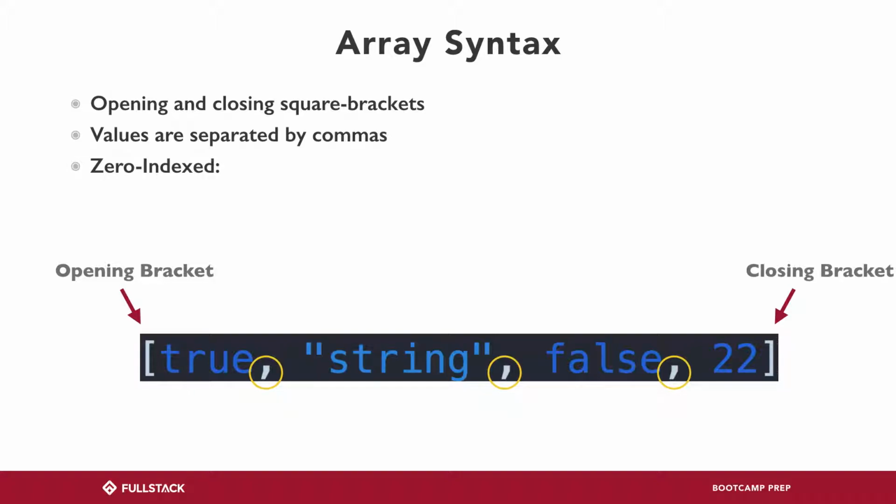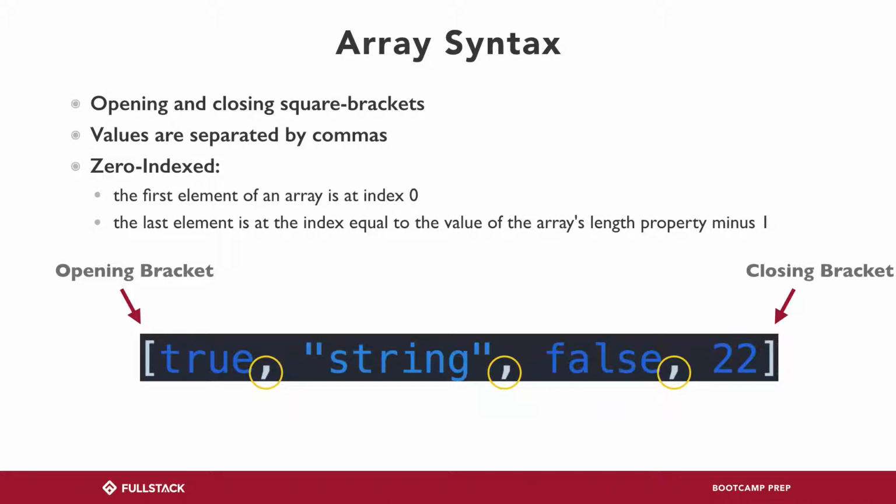The open and close brackets indicate the beginning and the end of the array. And by default, the elements in the array are separated by commas. And as we all know, the index of an array starts at 0. Cool.